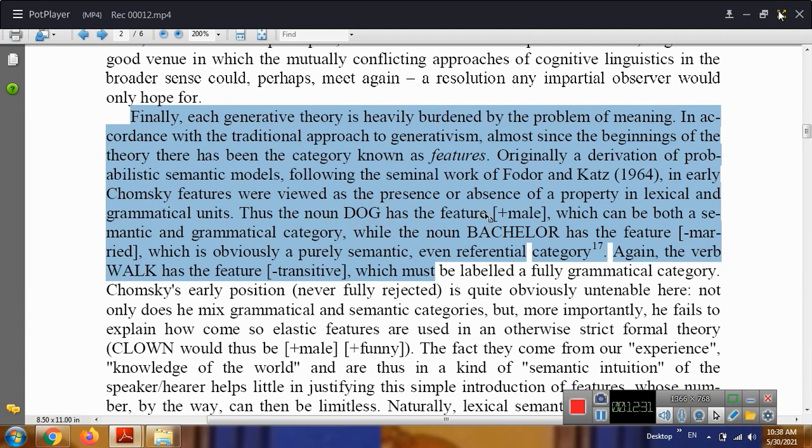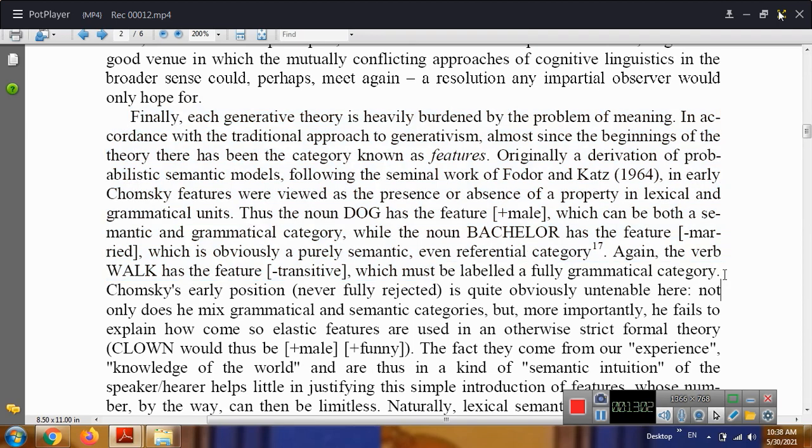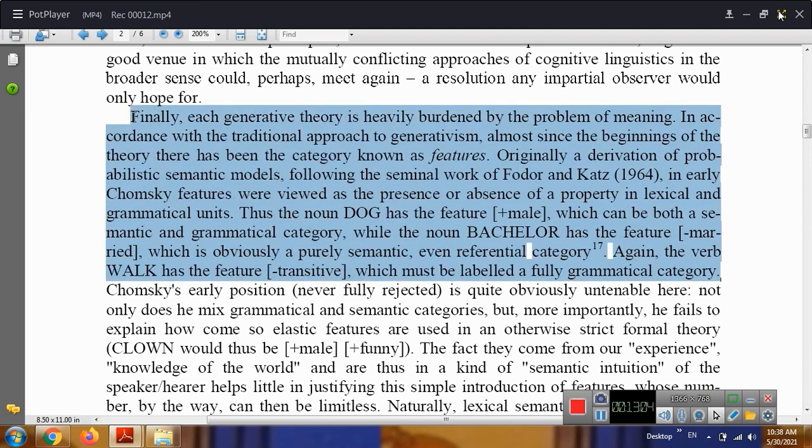Dog is plus male, which can be both a semantic and grammatical category, while the noun bachelor, again with the capital word, has the feature of minus married, which is obviously a purely semantic, even referential category. Again, the verb walk has the feature minus transitive, which must be labeled a fully grammatical category. Okay, I want to repeat this paragraph again because some of its points are important.